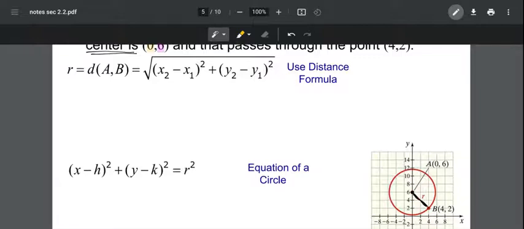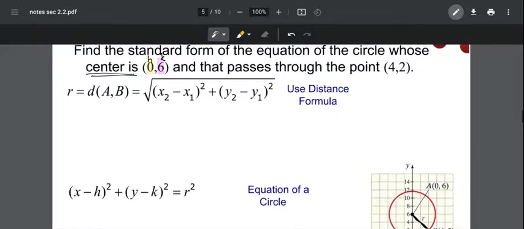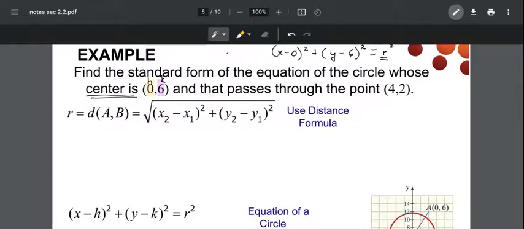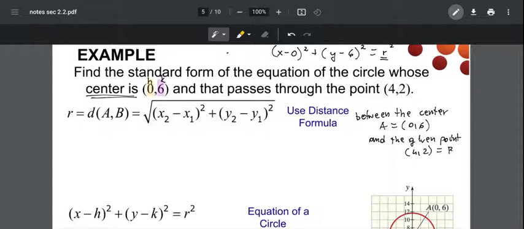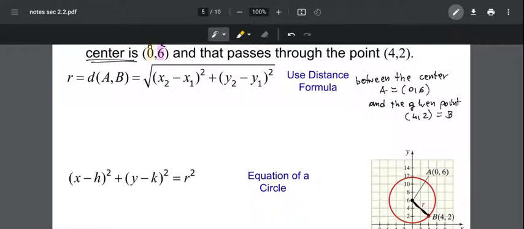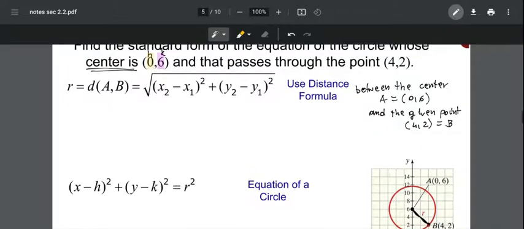Point A, again, is right here. That represents the center. So find the radius using the distance formula between the center, that's the point A, 0, 6, and the given point 4, 2. So I'm just going to label that given point B. And that will give us the radius. Okay, so to find the distance, we're going to substitute x1 and x2, y1 and y2 with the given information. So we're going to substitute known values.